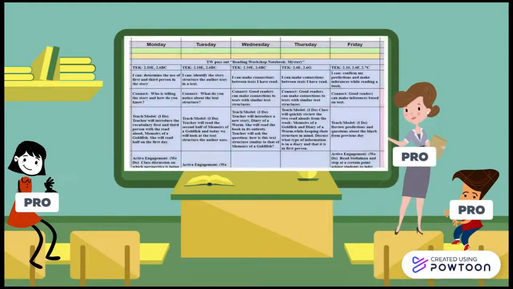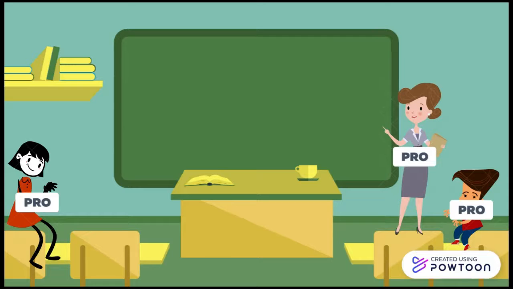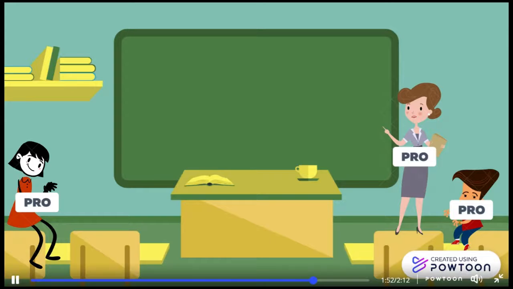Week 2. Monday, determine the use of the first and third person in the story. Tuesday, identify the story structure the author uses in a text. Wednesday, make connections between texts I have read. Thursday, make connections between texts I have read. Friday, confirm my predictions and make inferences while reading a book.